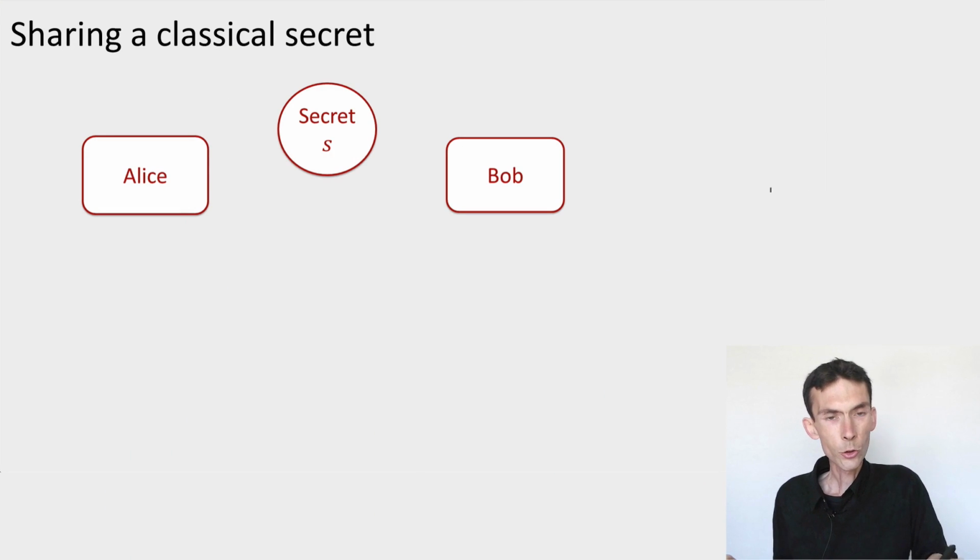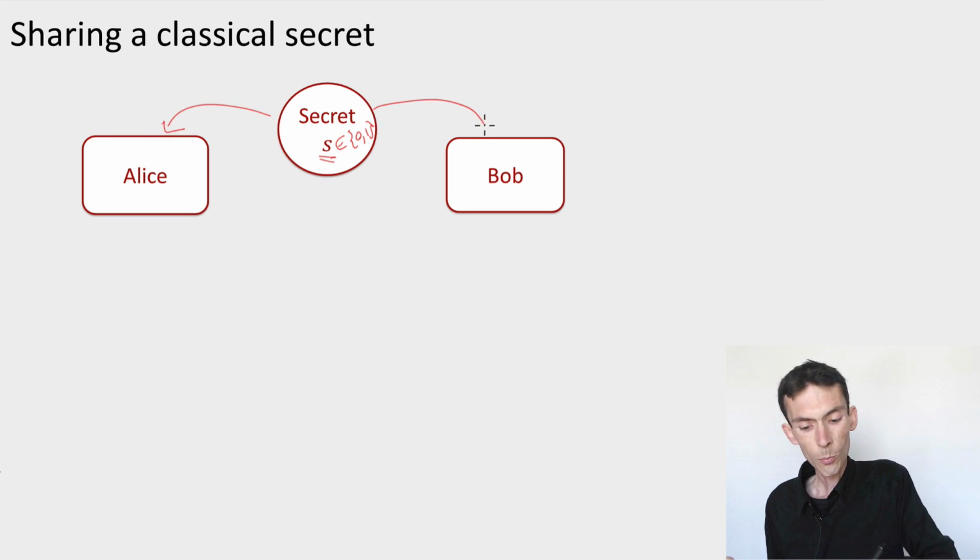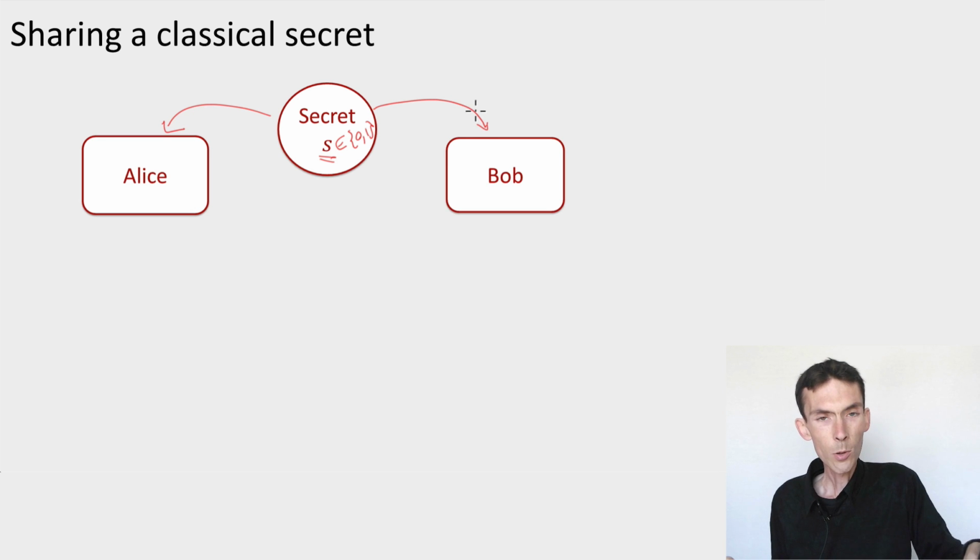So let me describe the problem first. So here's the setup. Imagine that there's a certain secret S, and for now we're going to focus on classical secrets. So let's think of this S as just being a bit, 0 or 1. And our goal is to distribute these secrets in between two parties, Alice and Bob, by sending each of them a share of the secret.